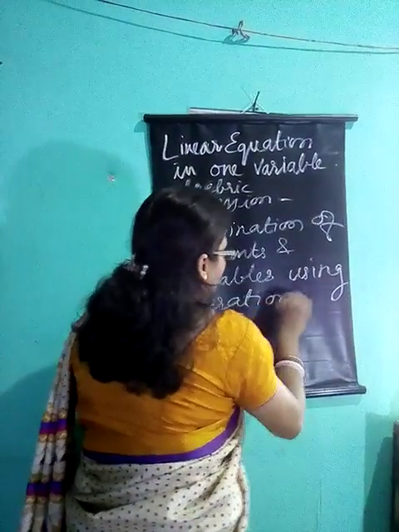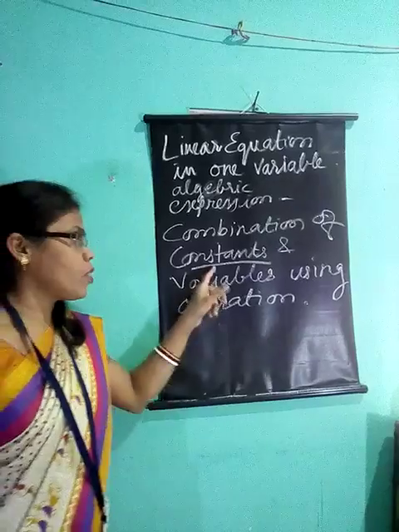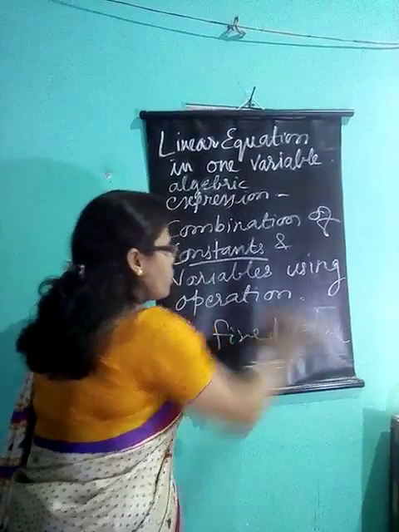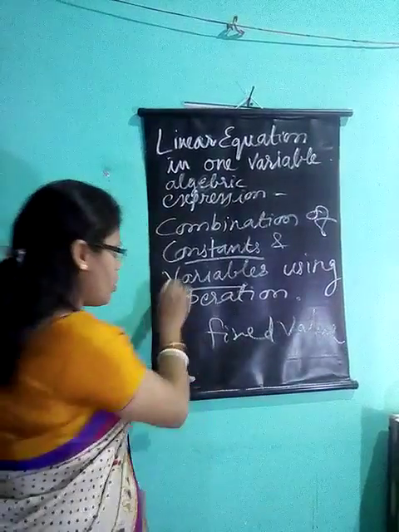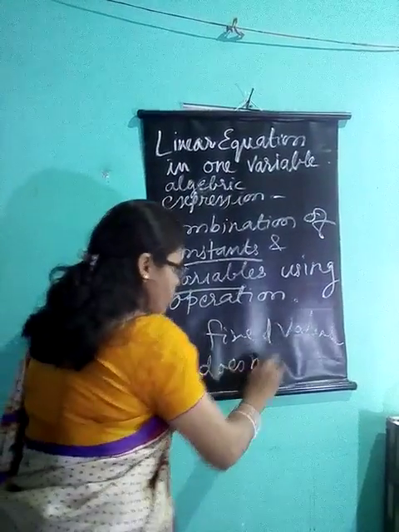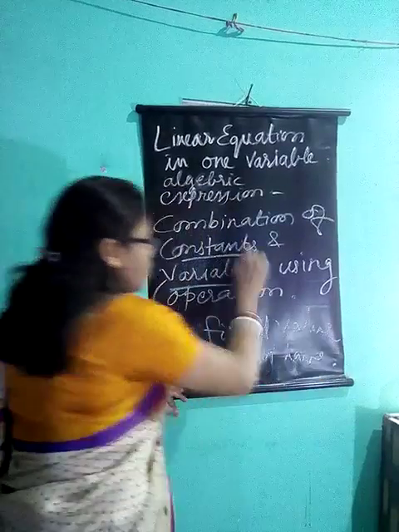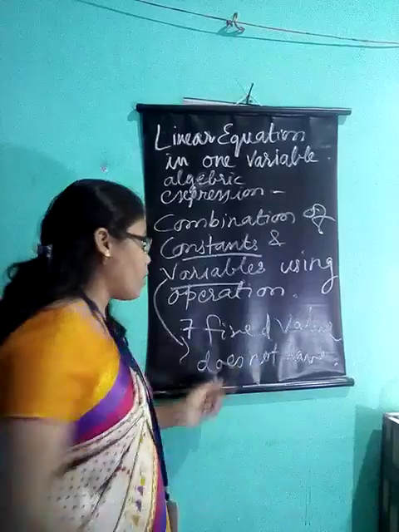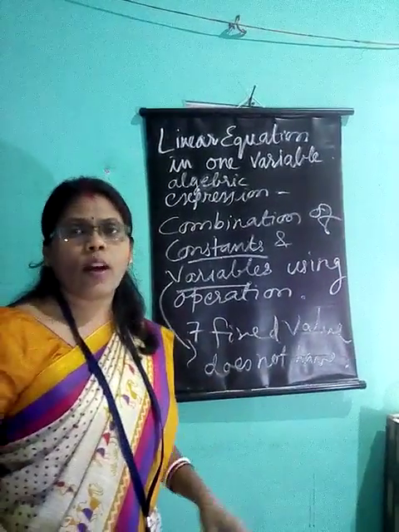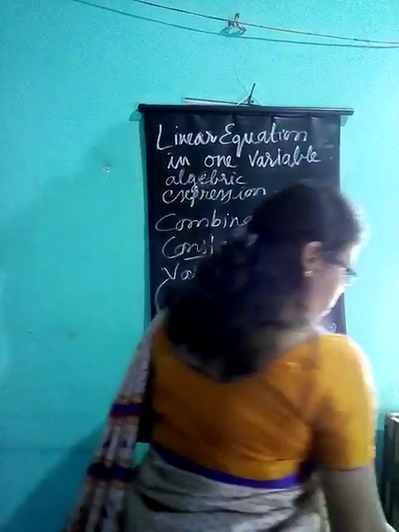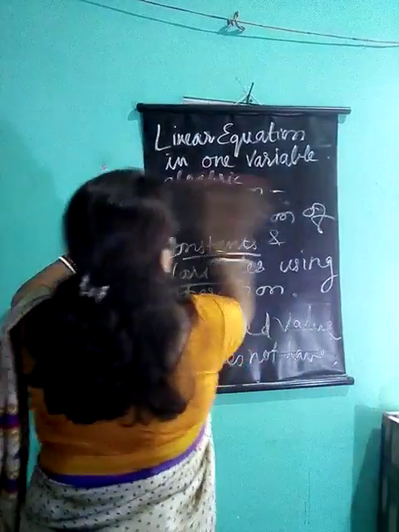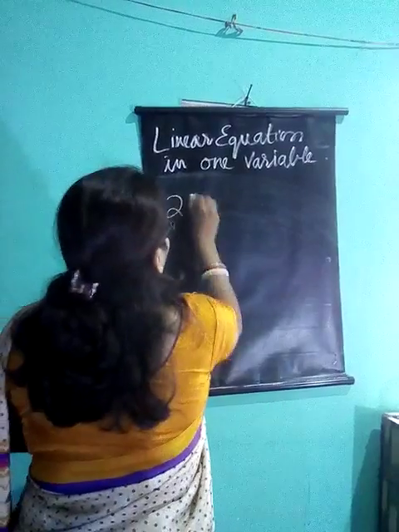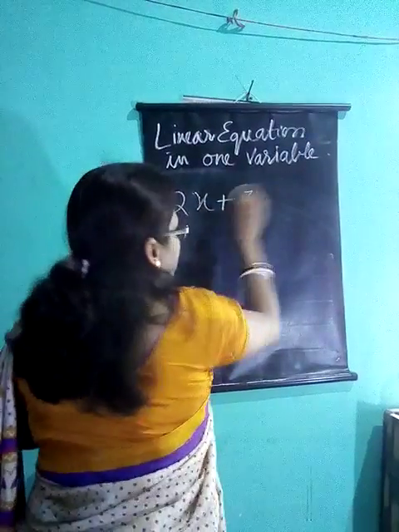Now you should know the term constant. Constant is something which has fixed value, and variable is something which does not have fixed value. Constants like 7, 3, 2, any number is a constant, and variables x, x square, xy, any of these are the variables. Now let us see an example of expression: 2x plus 3. This is an expression.